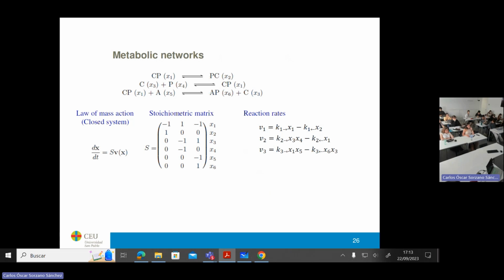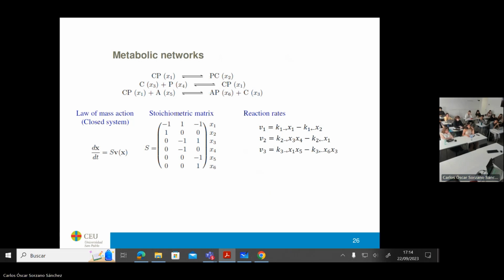And so now you have the three velocities, and you have to multiply these velocities by how x1 is changing over time. So x1 here has a positive. In the first reaction, x1 is decaying, x1 is transformed into something else. So it will have a negative sign.